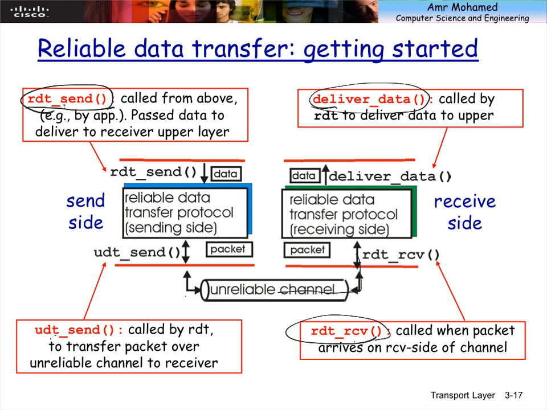And if here I receive data and there is no error and everything is good, then deliver data, which means send the data to the upper layer. So these are the four major APIs or functions, if you will, that are provided by the transport layer. RDT send is coming from the application layer at the sender side, and UDT send is coming from the lower layer, and on the other side, the receiver, there is the RDT receive, and they deliver data to the upper layer.